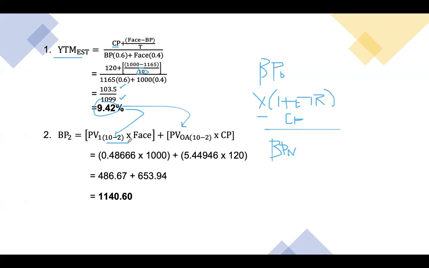In year 2, we have 8 years left. So 1.0942 divide equals ka ng 8. That is 0.48666. Minus 1 divided by 0.0942. That is 5.44946. So our answer for bond price year 2 is 1,140.